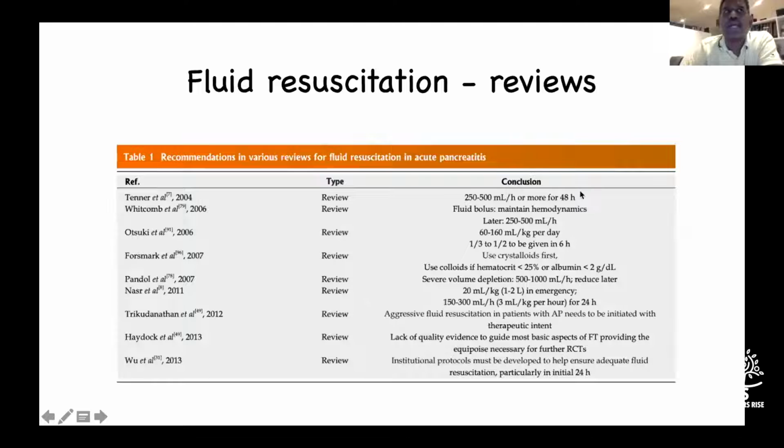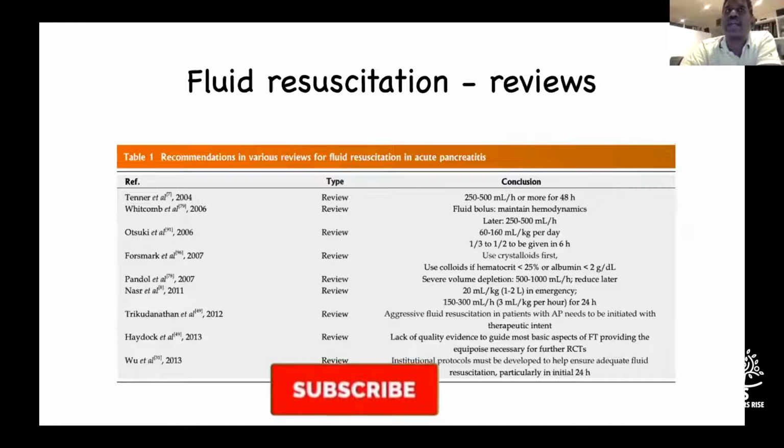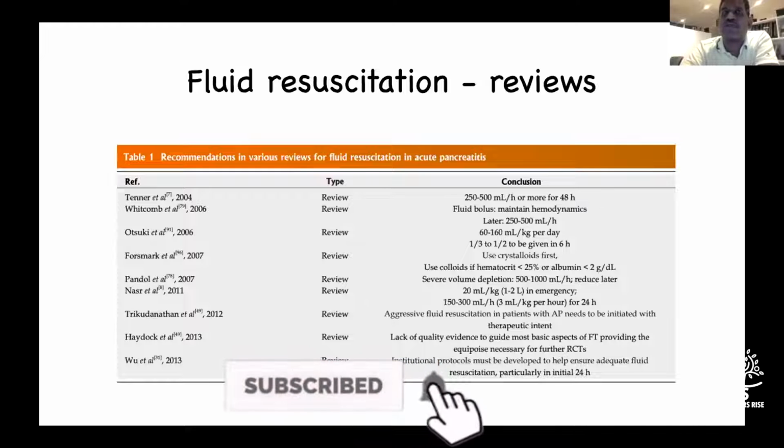This came on as a recommendation in his review, and a lot of people endorsed it. At the same time, I was working on fluid resuscitation volumes in Trivandrum, and our mean fluid volume at that time was 163 ml per hour, and that was far less than what was recommended by Tenner. But this was the premise. He probably miscalculated that 6 liters fluid sequestration and calculated it for 24 hours.